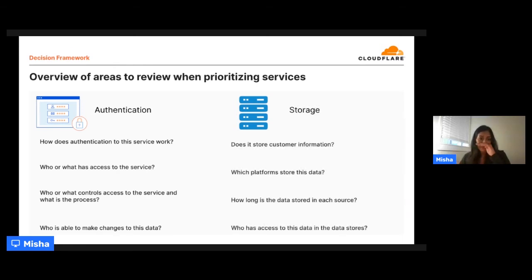Next is storage. So you want to think through what platforms store this data, where is it forwarding data to, and where is it getting data from? Think about how long that data is stored and who has access to this data in the data stores. What I want to say is, when companies scale really fast, a lot of this can be rushed through because they're trying to get things to work and they're trying to meet very, very quick and tight deadlines. So a lot of this may not be as secure as you originally think.